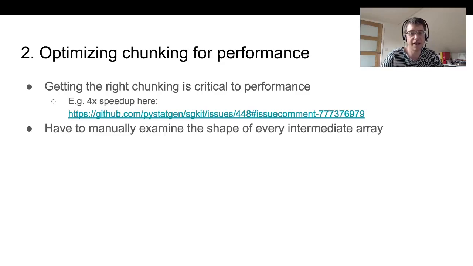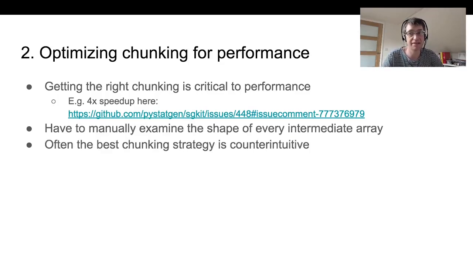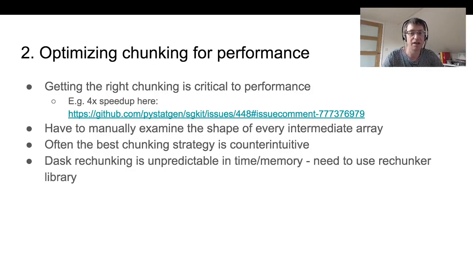Unfortunately, you have to manually examine the shape of every intermediate array in a computation, and that's pretty labor intensive, and it's also often quite counterintuitive. So you think that if you change it in a particular way it might improve things, but in fact it often does the opposite to what you expect. It's also unpredictable. The actual Dask rechunking operation is unpredictable in terms of time and memory, and we've had to use the rechunker library in several cases in our code.